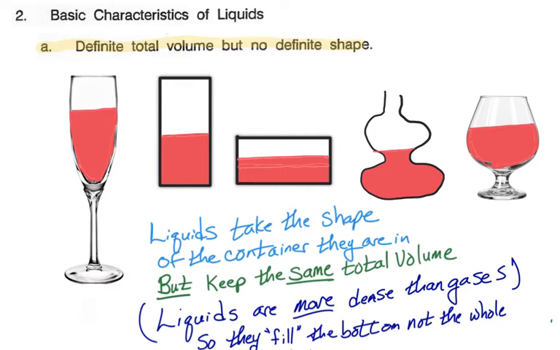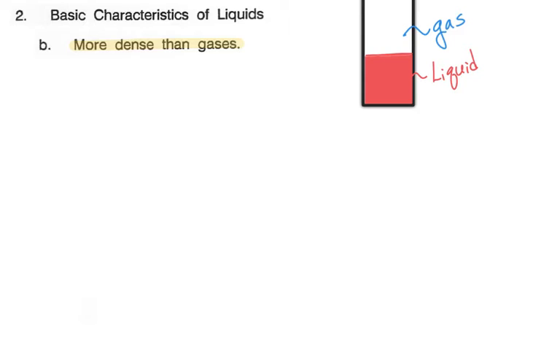So that's where it's different from a gas. Both of them will take on the shape of the container, but liquids have a definite total volume. They don't necessarily fill the container. And as I just stated, liquids are more dense than gases, and that's why we see in the container that the gas will be on top and the liquid will be at the bottom.